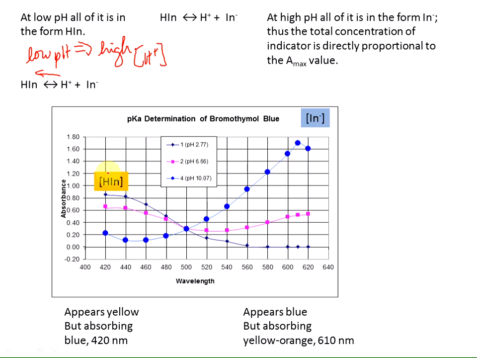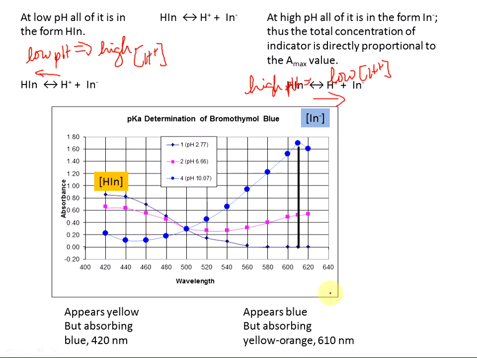But at high pH, we have low H plus concentration. So if the concentration is low, that's going to push the reaction to the right, because if the H plus is low, it's going to shift to the right to make more H plus. And when it does, it's going to force all the HIN to the IN minus form. So at high pHs, it's going to appear blue, but it's going to be absorbing yellow-orange.